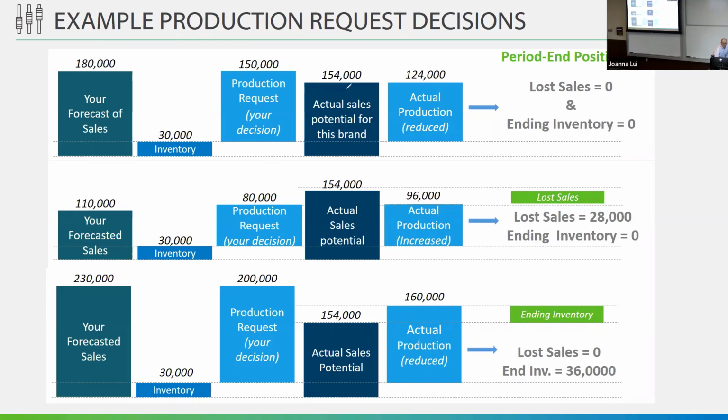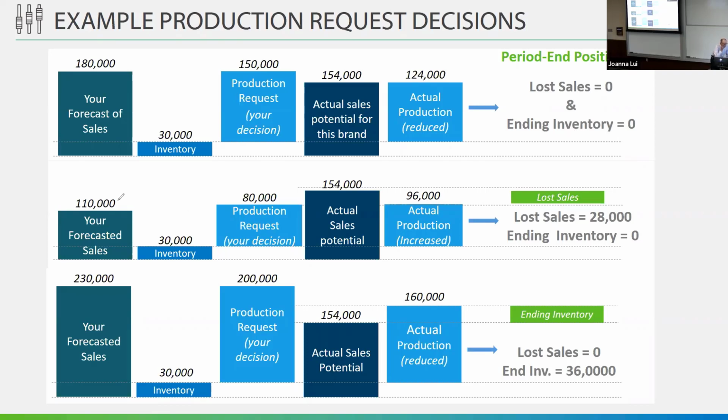So what they would do then is reduce your production from what you asked, 150,000, to 124,000, because that's within the 20% possibility, and pull 30,000 out of inventory, sell the whole 154,000, and you didn't lose out on any sales, and you have no ending inventory. Let's look at option 2.